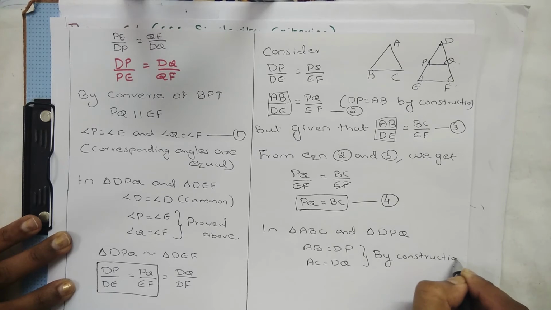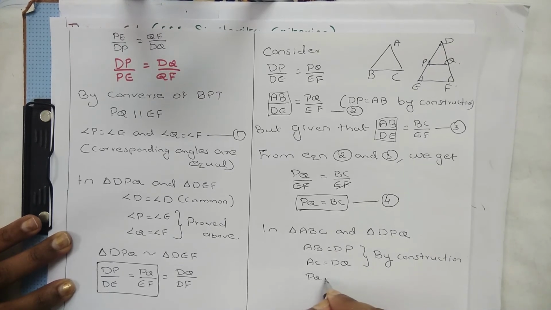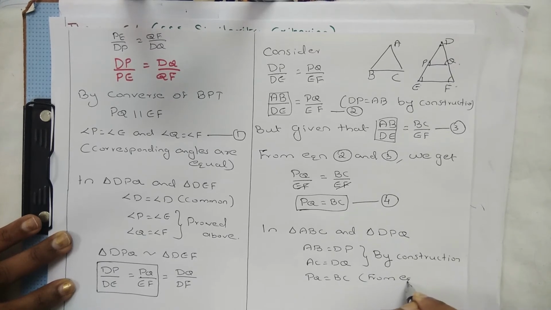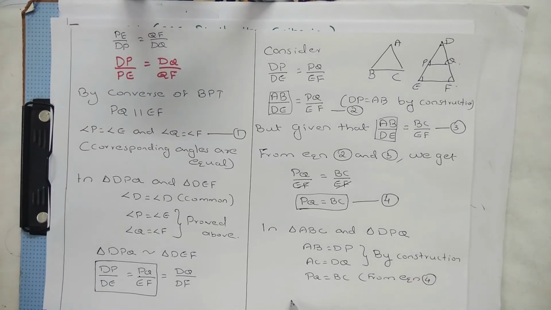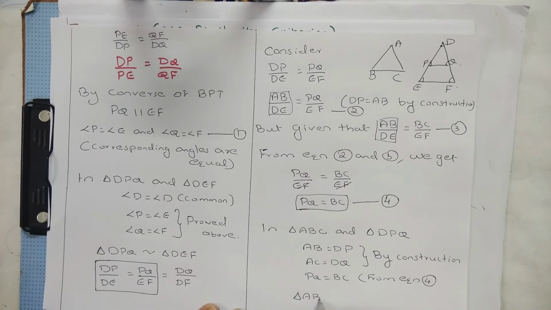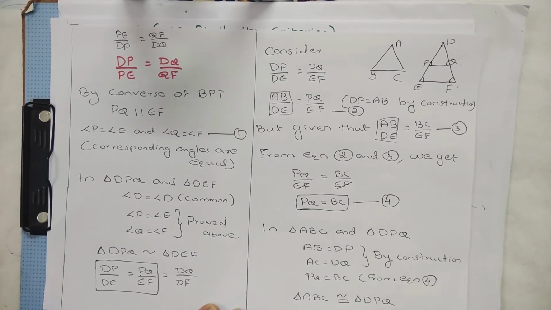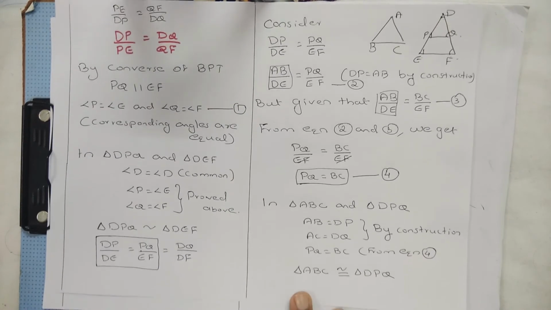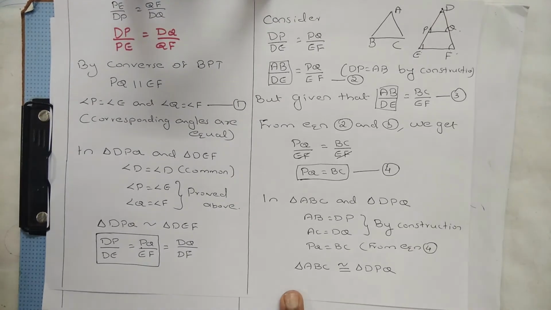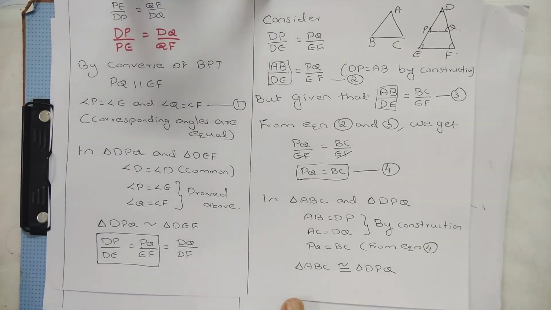Both by construction. Now you have PQ is equal to BC from equation 4. From equation 4, you are getting triangle ABC is congruent to triangle DPQ. Triangle ABC is congruent to triangle DPQ. I am continuing in the next page.